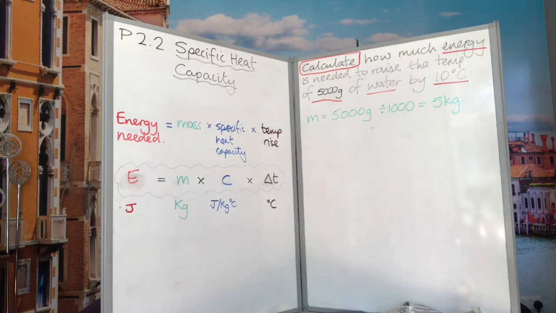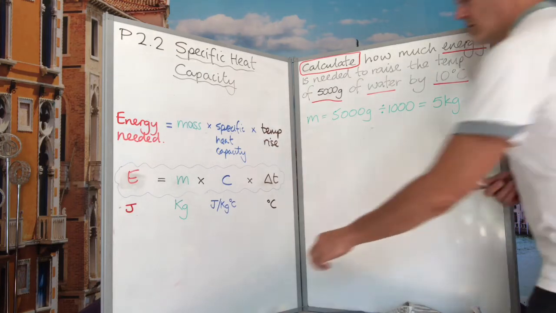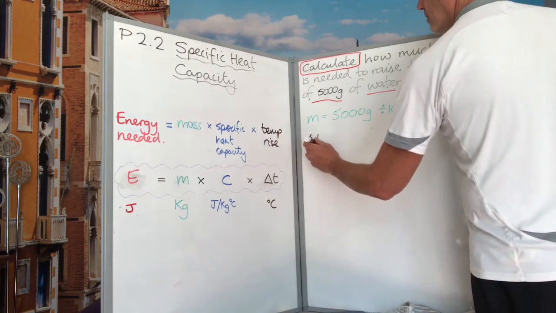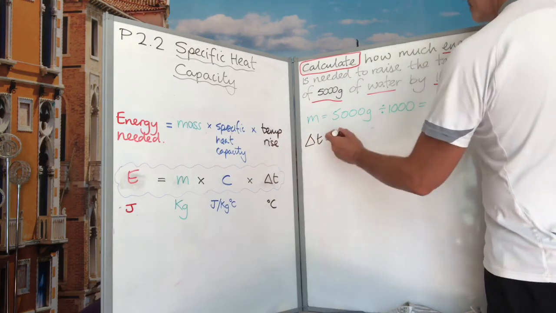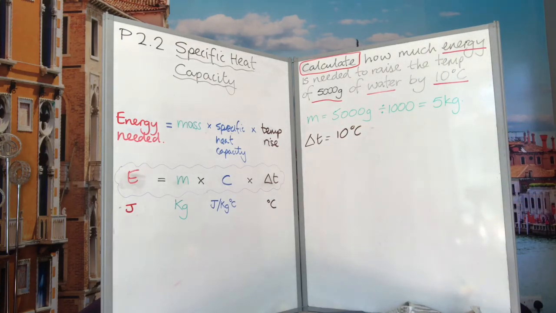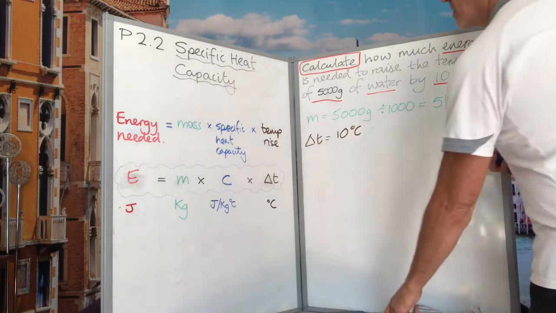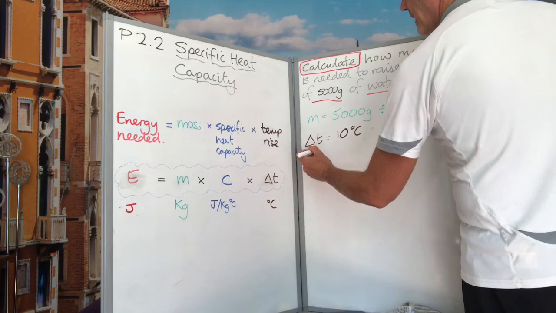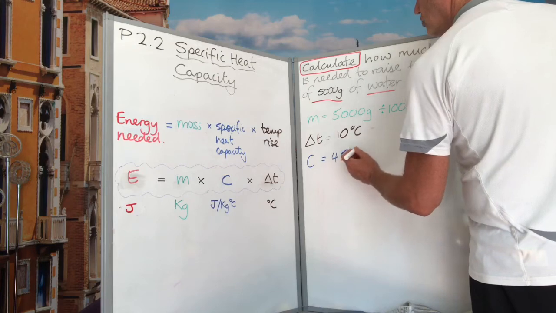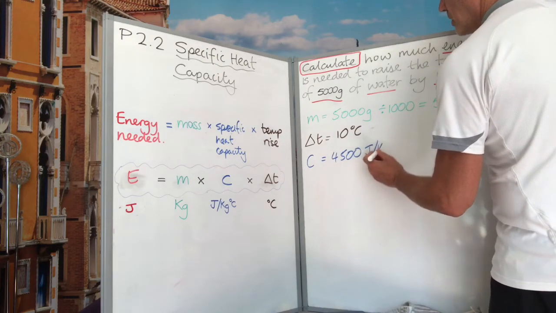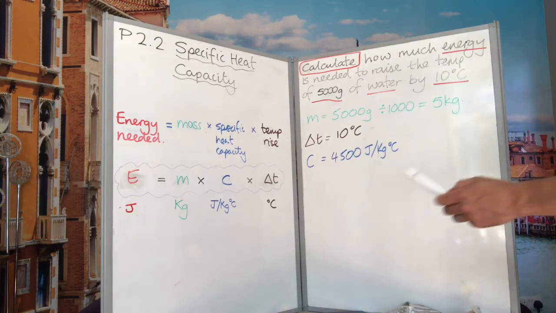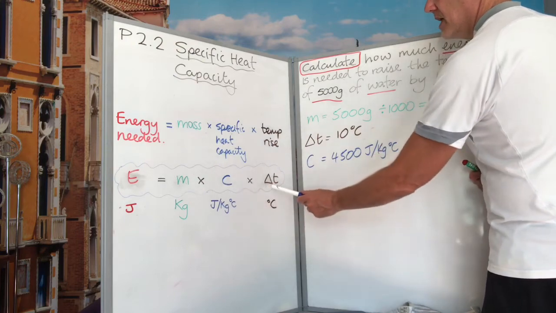What else have we got? We've got the temperature increase. So that will be 10 degrees Celsius. So delta T is equal to 10 degrees Celsius. We've got the correct units there, okay? One other piece of information that they must give you, the specific heat capacity of water is 4,500 joules per kilogram degrees Celsius. Okay, so we have got the mass, specific heat capacity, and the change in temperature.